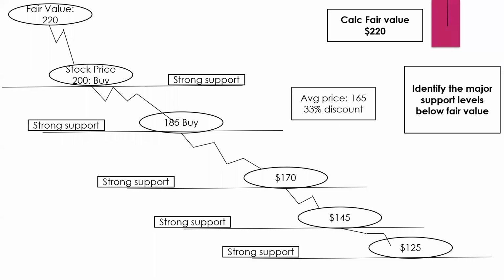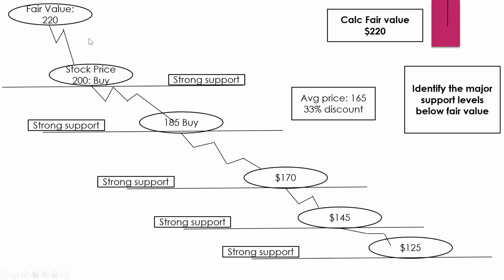So this is what I was explaining. If a company's fair value is 220, where do you buy? You don't buy just randomly at 8 to 10%. First identify, if it goes to 200, just check whether it is a strong support. We always buy at strong support levels, because the stock could bounce from there.